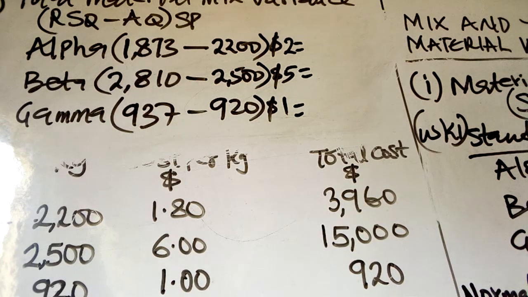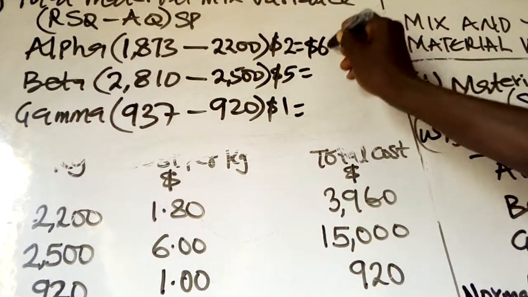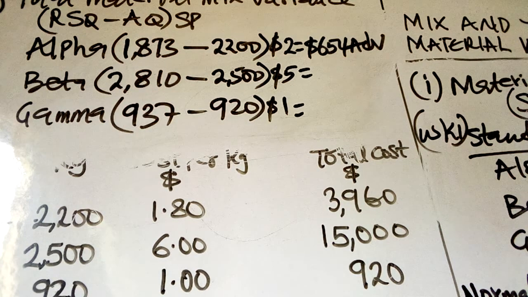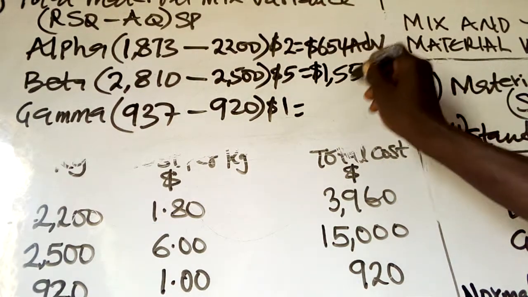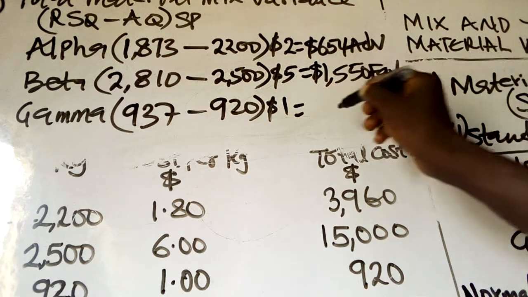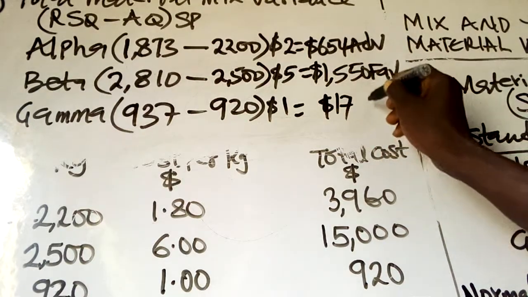So 1873 minus 2200, then multiply by 2, then we have 654 adverse. Then 2810 minus 2500, then we have 310. 310 multiplied by $5, then we have 1550 favorable. Then 937 minus 920, then we have 17 times 1, that will still be $17, which is also a favorable variance.